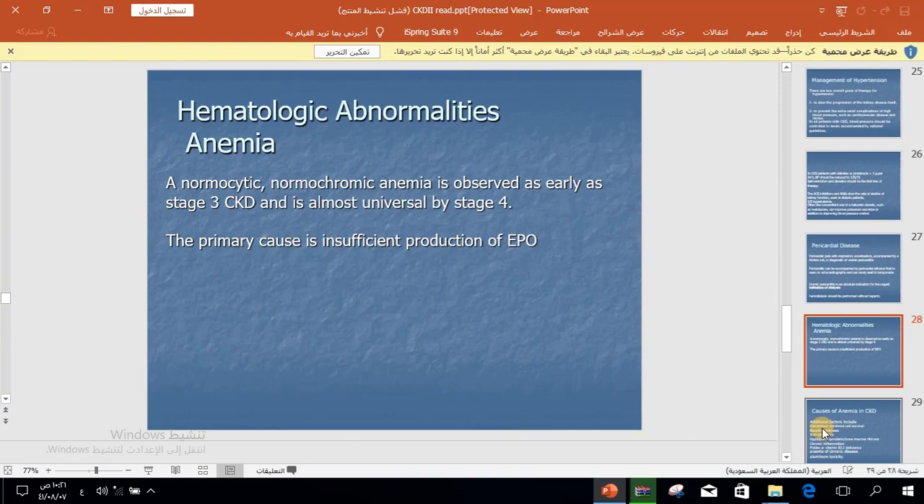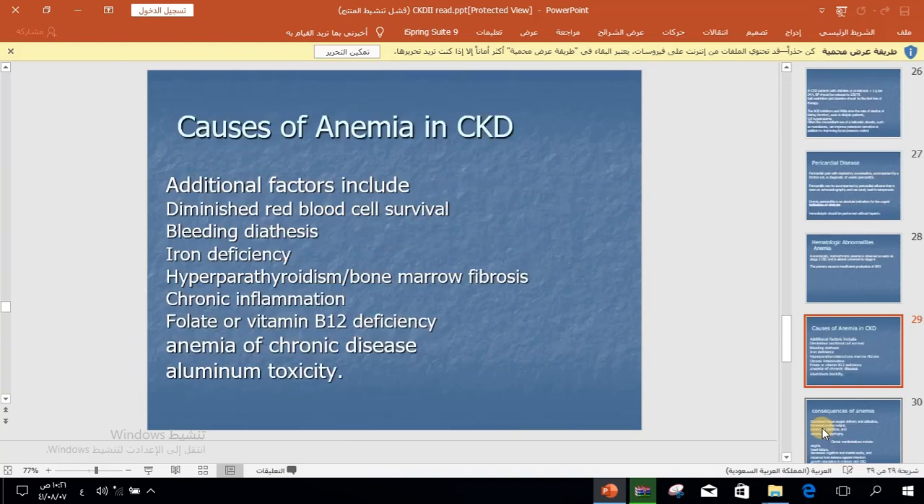the function of erythropoietin is mainly that it acts on the stem cells and redirects them to produce RBCs. The maturation of RBCs is not dependent on erythropoietin. It's dependent mainly on folic acid and its coenzyme B12. So when we have insufficient erythropoietin, the stem cells will not be converted to RBCs. So we have anemia. But this is not the only cause of anemia in CKD.